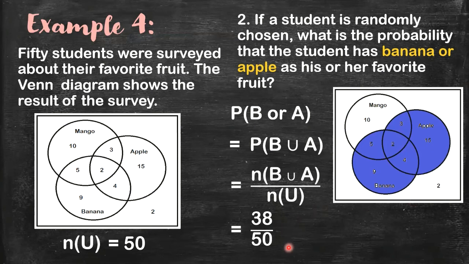Again, this is not yet your final answer. Okay, what is 38 over 50 in lowest form? It is 19 over 25. We divide both the numerator and the denominator by 2.